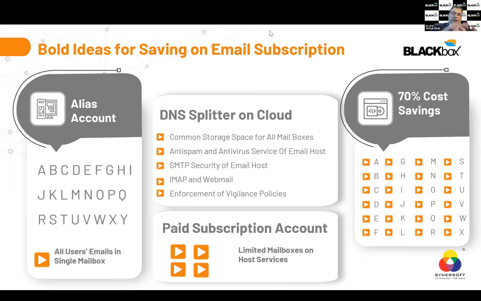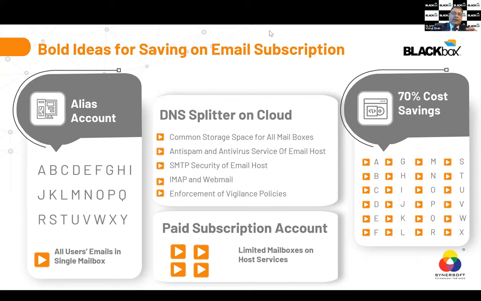So if any user of those aliases receives an email from the outside world, it will fall in that particular big account. Then the DNS splitter will download all those emails and find out which email is meant for which user. It will have its own mailboxes in which it files that particular mail. Then the user, instead of connecting to this buffer account, will connect to the DNS splitter either through a browser or through an email client, through IMAP or POP protocol. Then he or she can see their emails. And this is how the technology works.